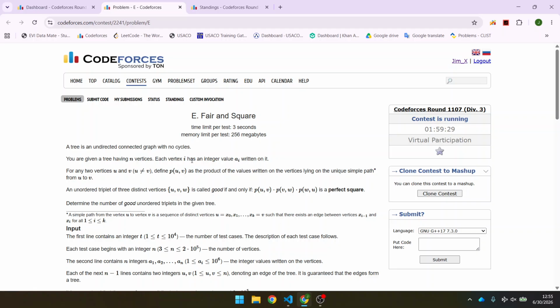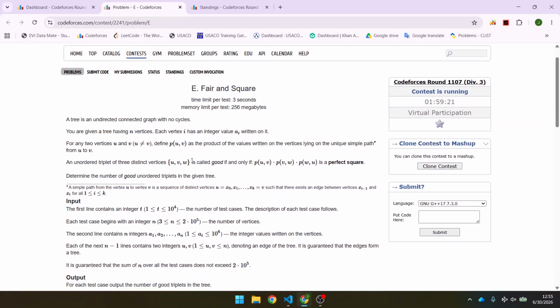Fair and square. A tree is an undirected connected graph with no cycles. Given a tree having n vertices, each vertex has an integer value a_i written on it. For every three vertices, the product of the values written on the vertices on their unique simple path, u v w, is called good only if that is a perfect square. Determine the number of good unordered triplets in the given tree.